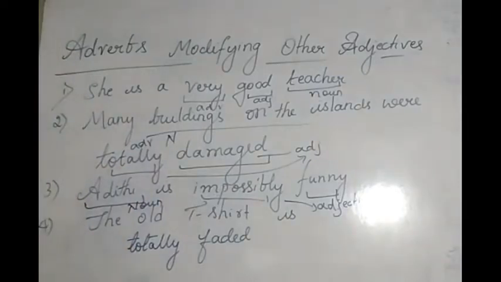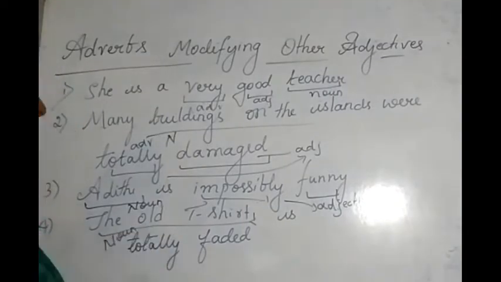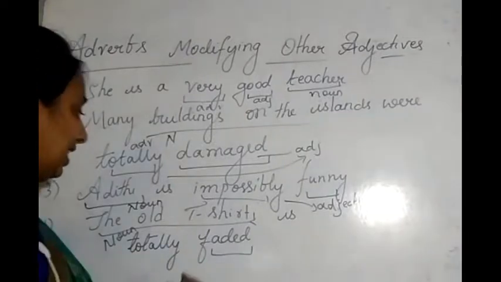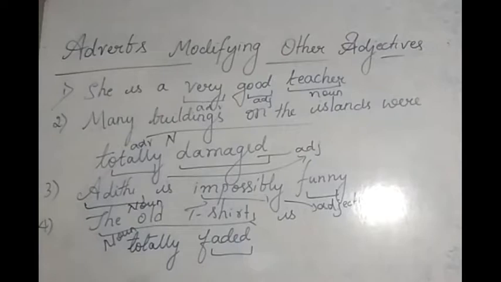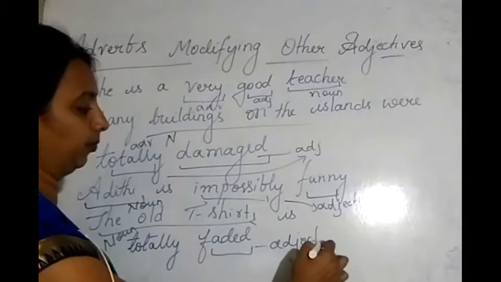We will go for the last sentence. The old t-shirt is totally faded. What are we speaking about? We are speaking about the old t-shirt. Old t-shirt is a noun. Which word is saying something about that? Faded. So faded is an adjective because it is saying something about a noun.